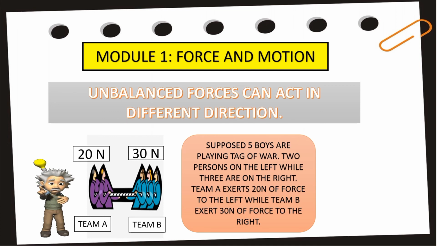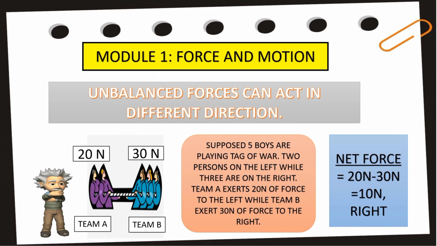Since both forces were applied in different directions, we have to subtract. So we will have 20 newtons of force minus 30 newtons, then we will get negative 10. But take note that there's no negative force. So simply we will have 10 newtons of force. And definitely, the object will move to the right since Team B exerted greater force than Team A.